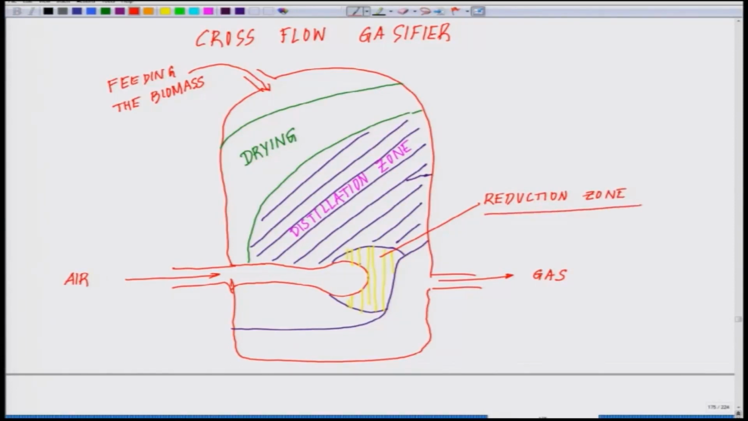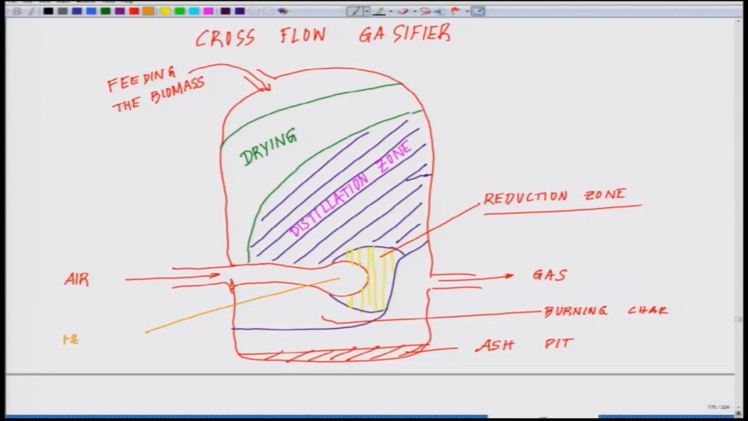Okay. And out here what you are seeing is the burning char. Underneath is the ash pit. And we have talked about the reduction zone, and this particular part is called, you remember in the previous class we talked about the hearth, the hearth zone. This is an example of a very classical gasifier with a cross flow anatomy.